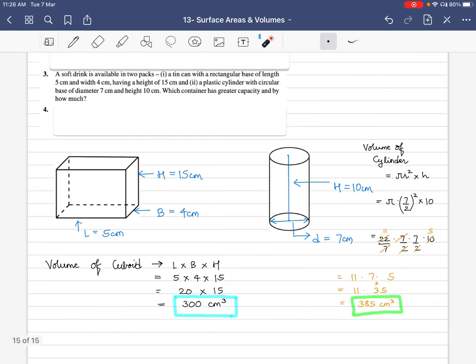We are given standard two three-dimensional figures, and we just have to calculate their volumes. That's all.